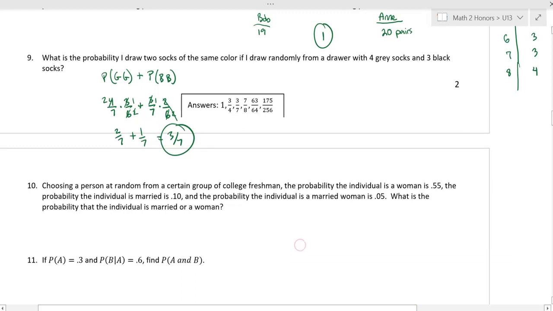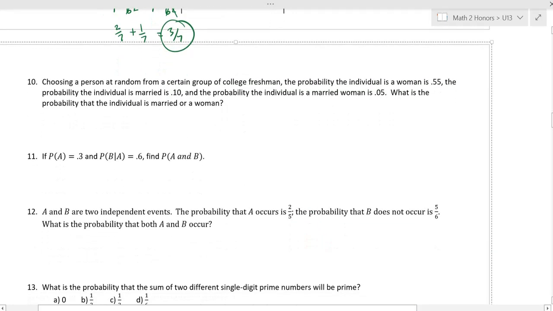A person is chosen at random from a certain group of college freshmen. The probability the individual is a woman is 0.55, the probability the individual is a married man is 0.1, and the probability the individual is a married woman is 0.05. What's the probability the individual is married or a woman?